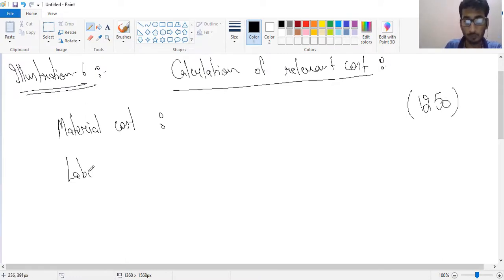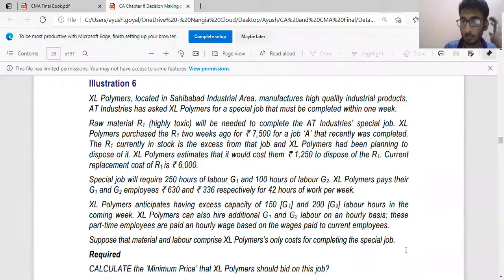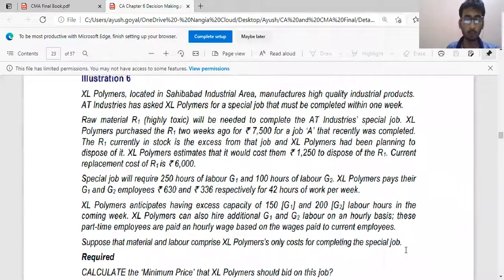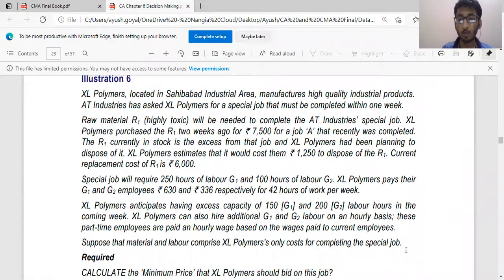Now labor cost. Just see once, how many hours we require. We require 250 hours of G1 and 100 hours of G2. And we have 150 hours of G1 and 200 hours of G2. So basically, we already have G1 and G2 labor hours. And if we do not use that labor in the project, it will go waste. So it is not a relevant cost.